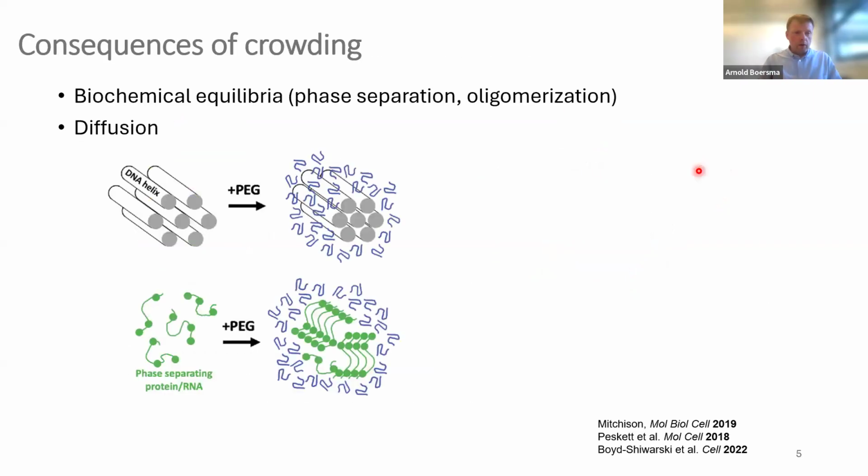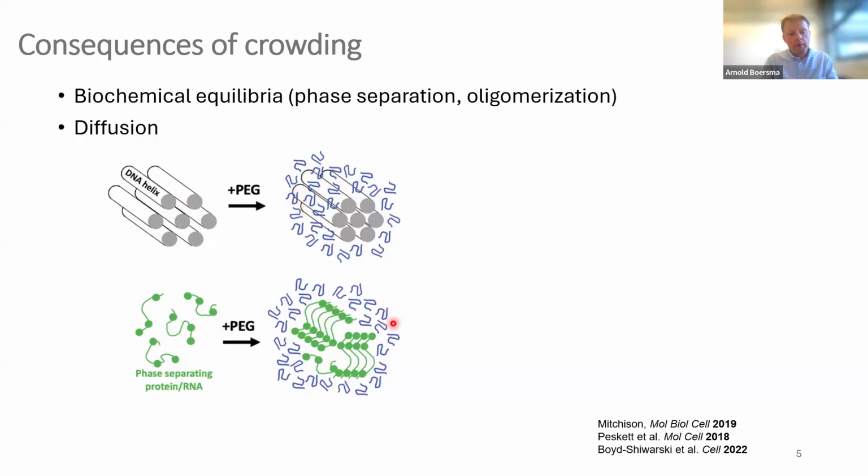So what does it do to you, and why should we care? Well, one thing it does, it enhances biochemical equilibria, for example, phase separation and oligomerization. As an illustration, if you have a nucleoid, crowders cannot fit in between anymore, and they create a pressure difference and compress this nucleoid as the outside is highly crowded, and these crowders themselves also need more space.